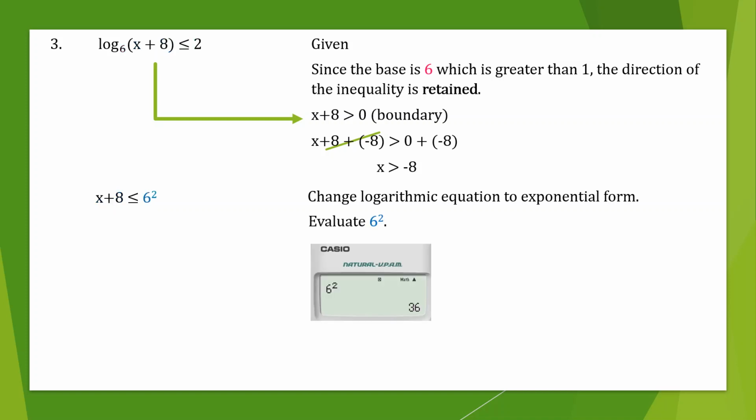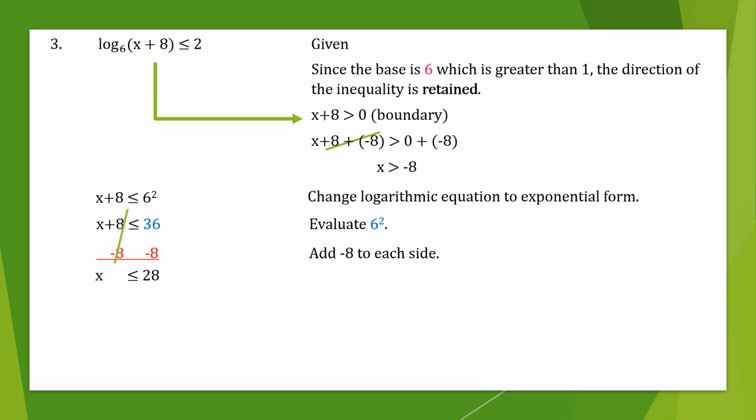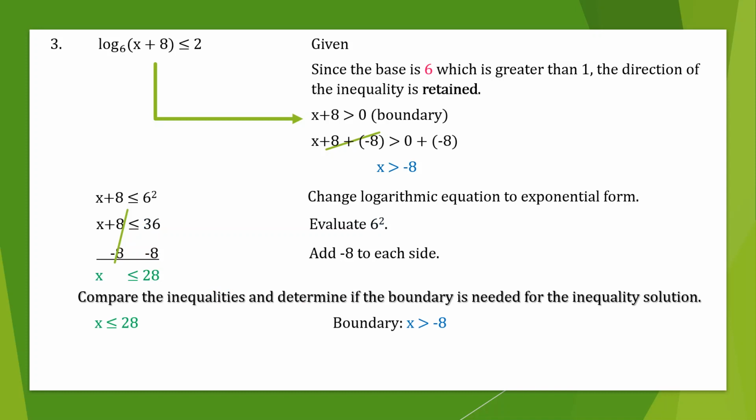Evaluate 6 squared, so we will replace it with 36. So we have x plus 8 is less than or equal to 36. To solve for x, let us add negative 8 to both sides of the inequality. So we have x is less than or equal to 28. Compare the inequalities and determine if the boundary is needed for the inequality solution.